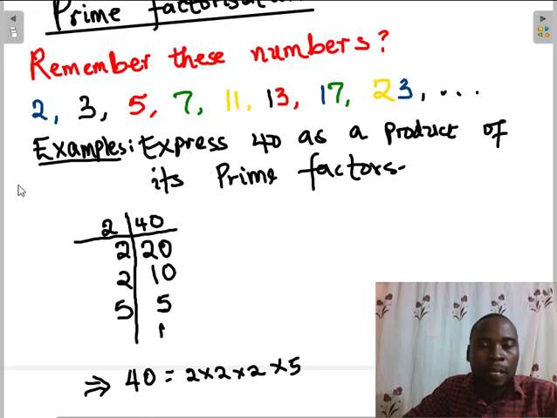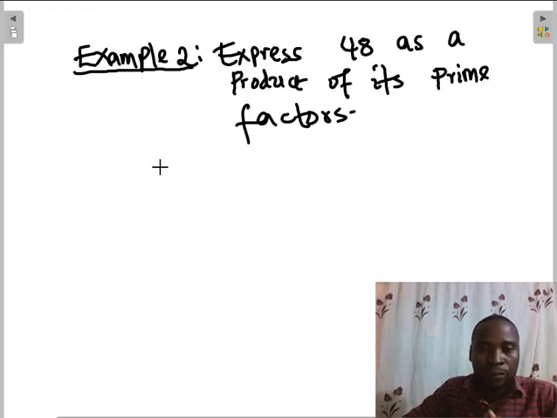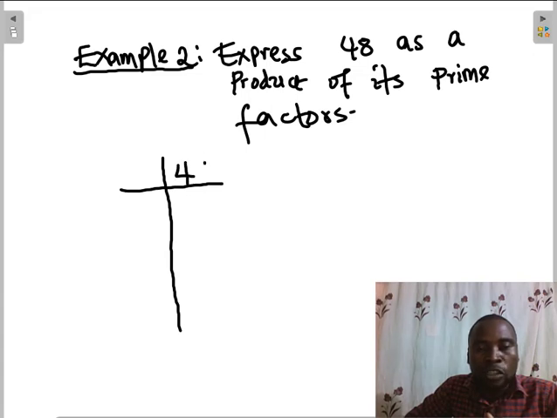Remember our prime numbers, 2, 3, we are still picking from this list. Every number we are picking must come from this list, 2, 3, 5, 7, 11, 13, 17, 23, like that. We cannot go and pick any number outside of this list because what we want to do is to express the given number, whatever number we are given, as some prime numbers multiplying themselves. So now we are given the number 48, and we're going to do the same thing as we did for 40.